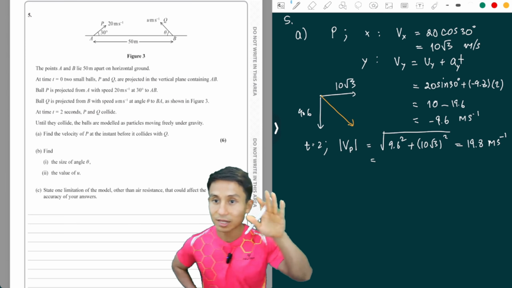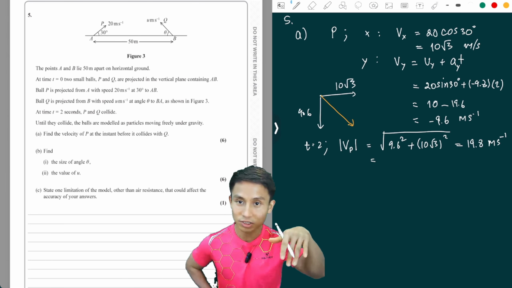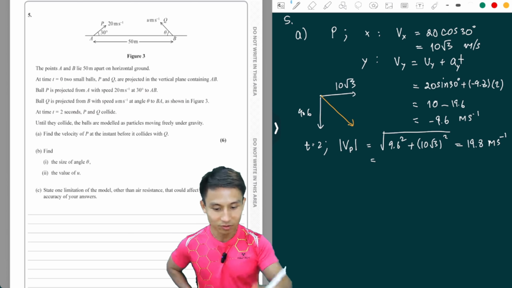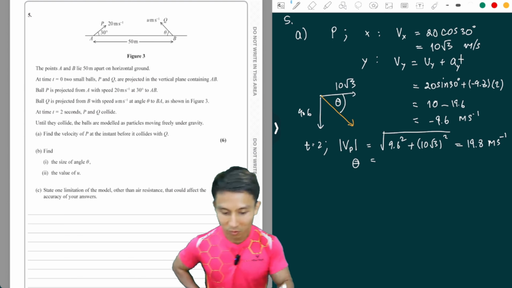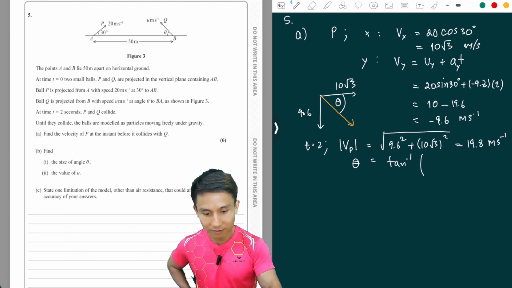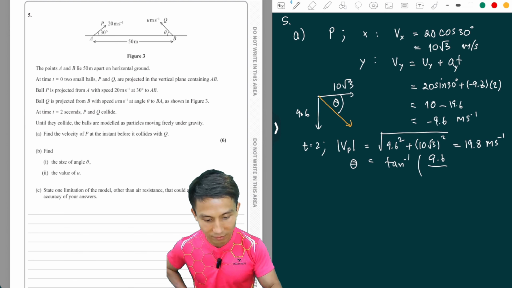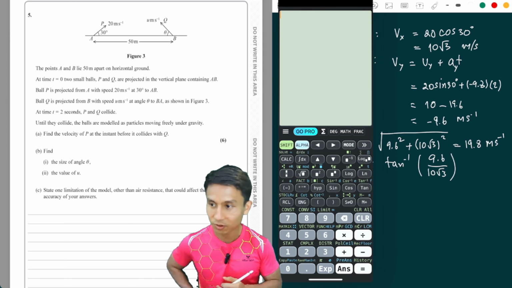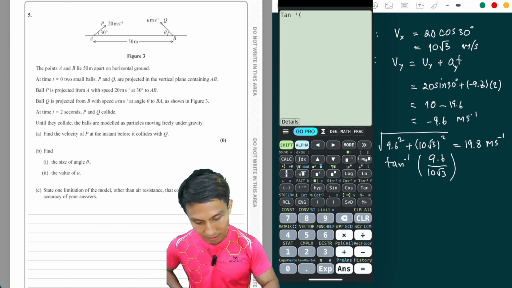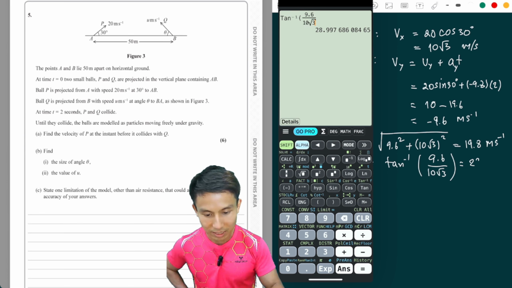So the direction, we can say that it makes a depression angle, or the angle to the horizontal, which is this angle here. And that angle can be found by theta equals arctan of the vertical over the horizontal. So the vertical is 9.6 divided by the horizontal 10 root 3. In degrees first, gotta be careful there. Then arctan of 9.6 divided by 10 root 3. So that's 28.99. If I round that to 3 significant figures as well, it's going to be 29.0 degrees.